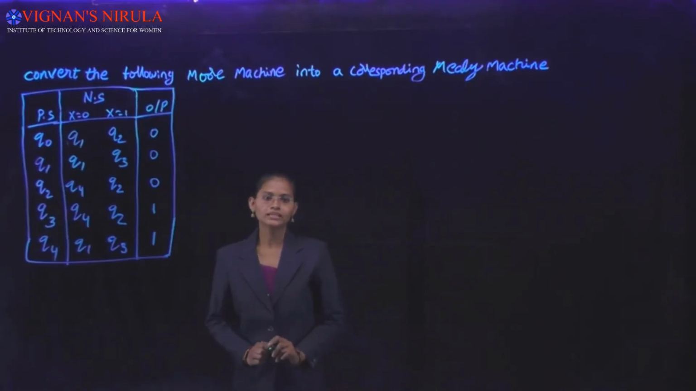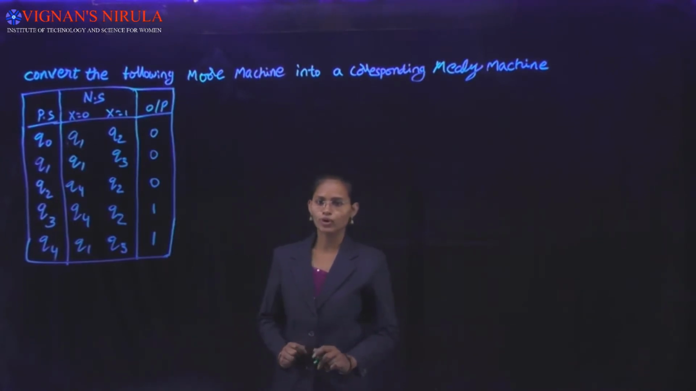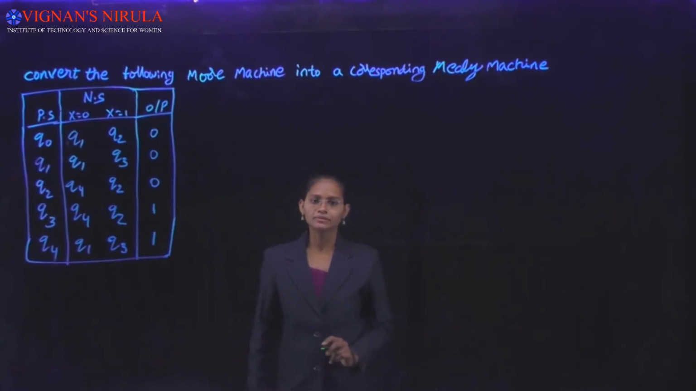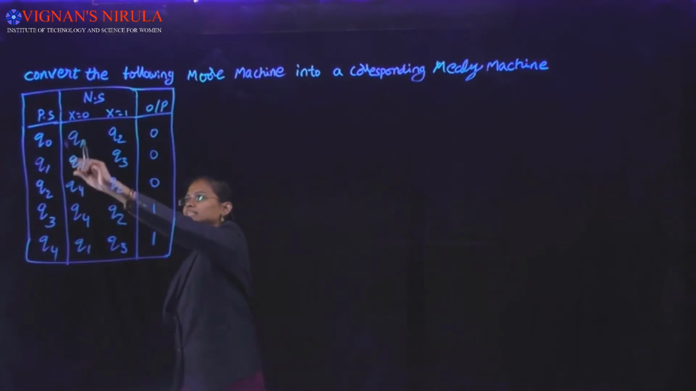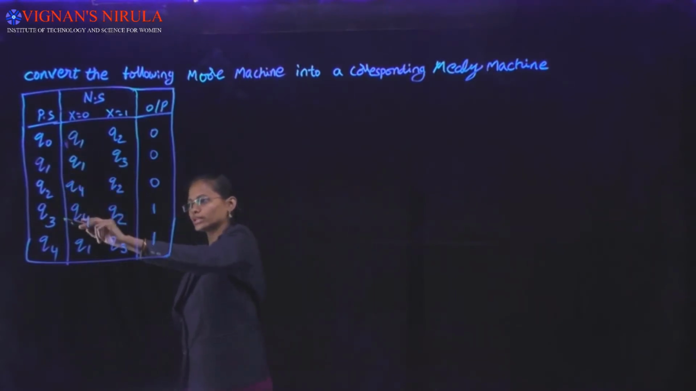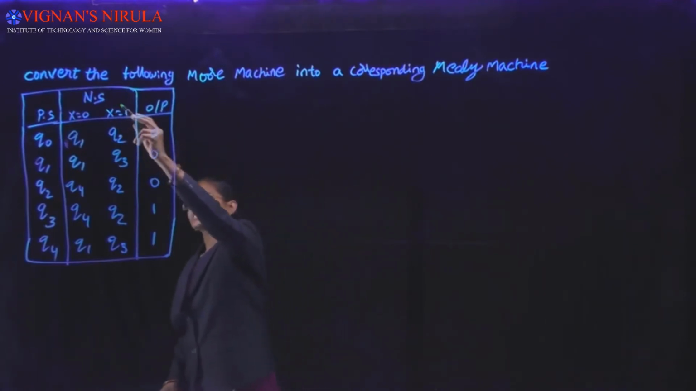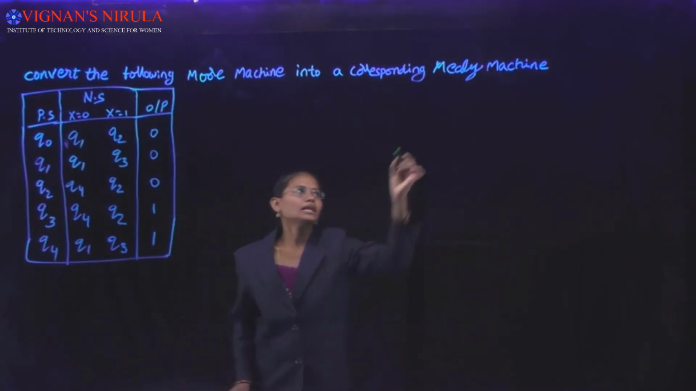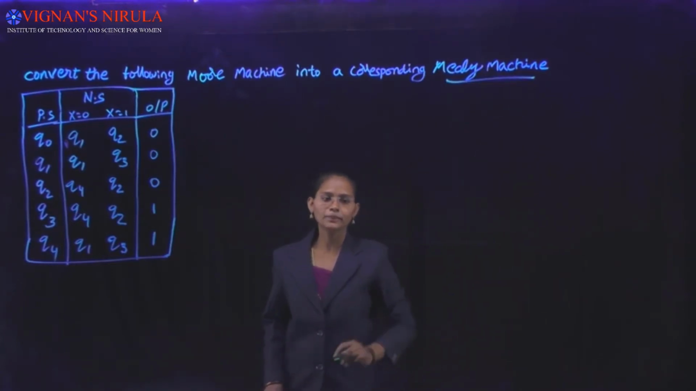And next topic is conversion of the Moore machine to Mealy machine. Let us see one problem. Convert the following Moore machine into the Mealy machine. This is the Moore state table. The present states are Q0, Q1, Q2, Q3, Q4. This is the next state if x equal to 0 and x equal to 1, and these are the outputs. In Mealy machine the outputs depend on the present state and present input also.